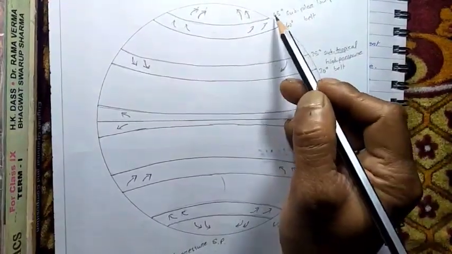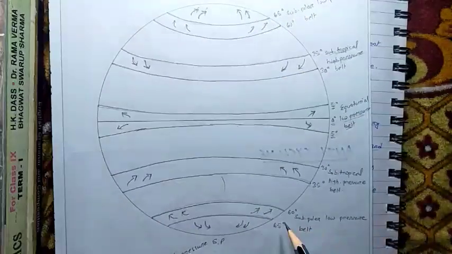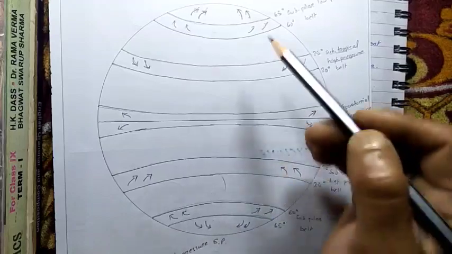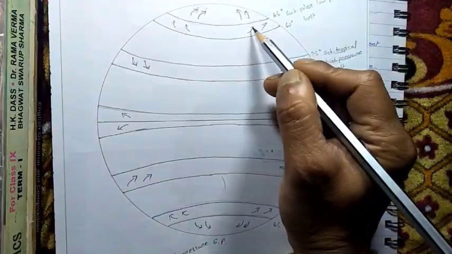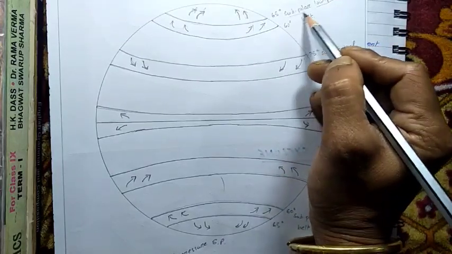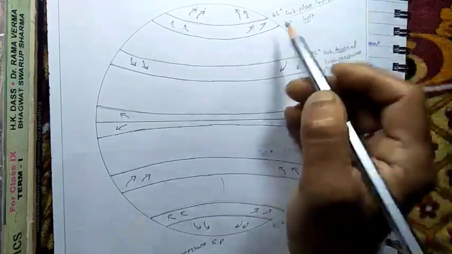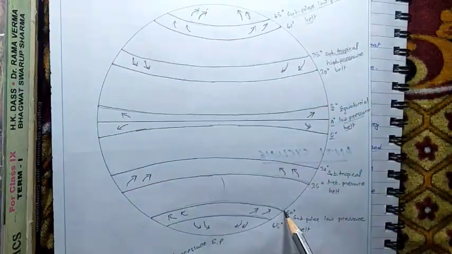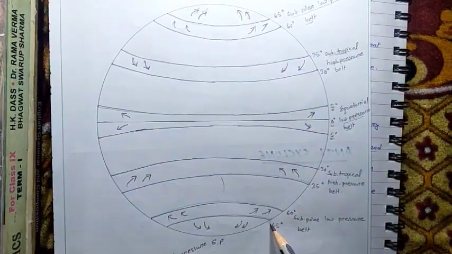At 60 degree and 65 degree northern hemisphere and 60 degree and 65 degree southern hemisphere, because of the rotation of the earth, the air generally rises up, which creates one low pressure belt, known as the subpolar low pressure belt, and it is generally found at 60 degree and 65 degree northern hemisphere and 60 degree and 65 degree southern hemisphere.